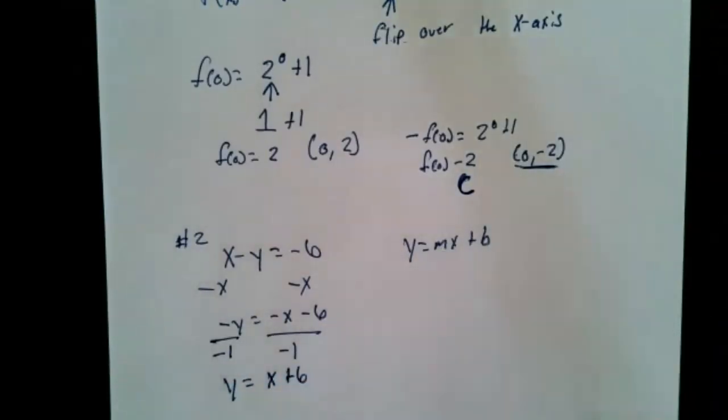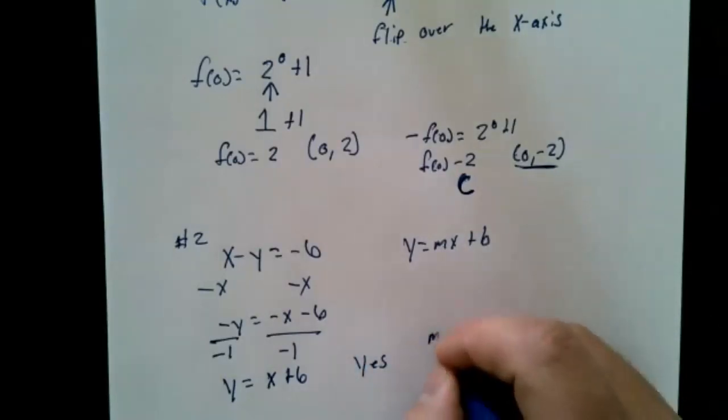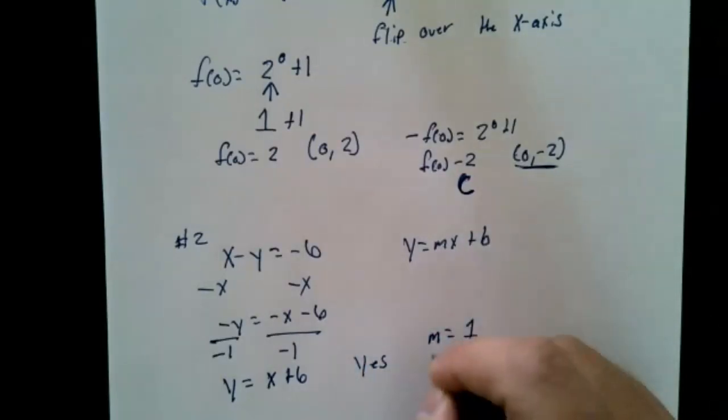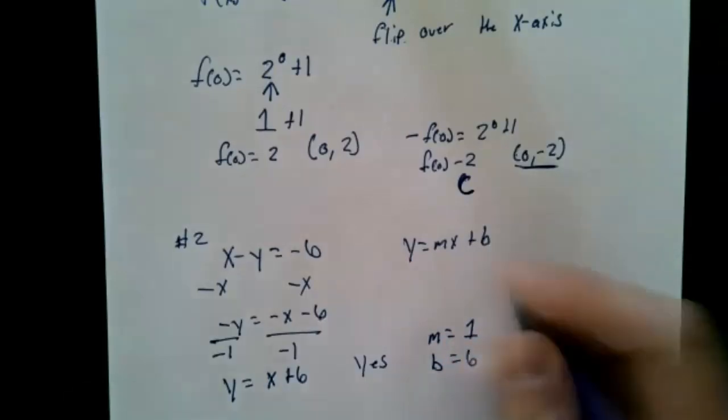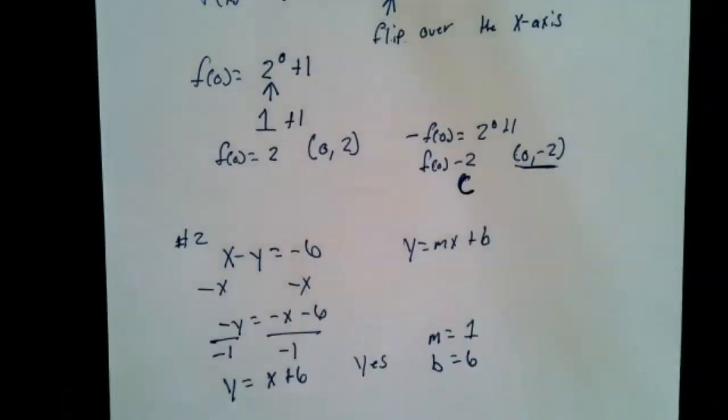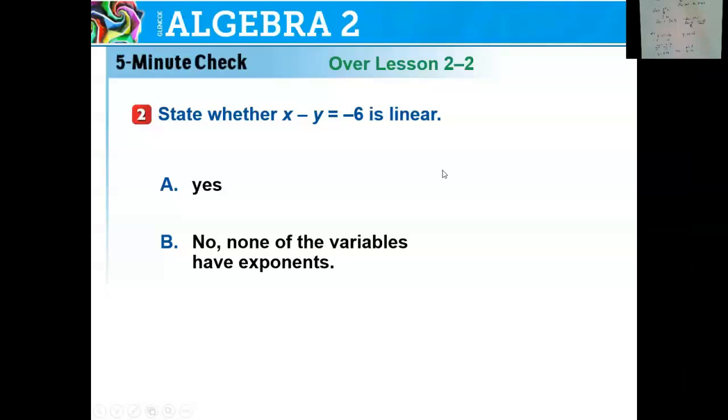Does this fit the form of y equals mx plus b? Yes, it does. m is equal to 1, b is equal to 6. Since it can fit that form, and our x variable isn't raised to another power, we can conclude that this is a linear function. So the correct answer is going to be A, yes.